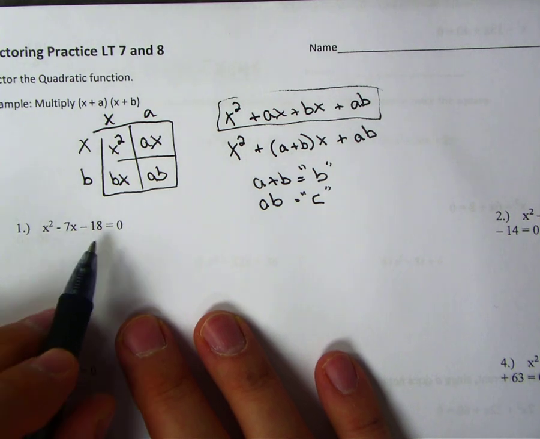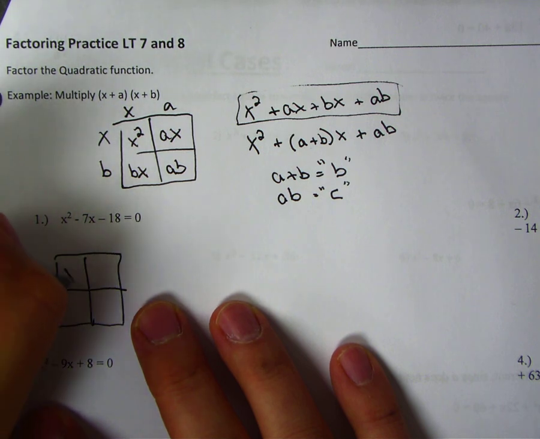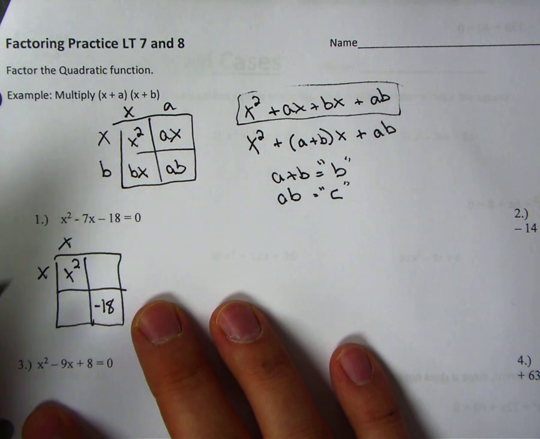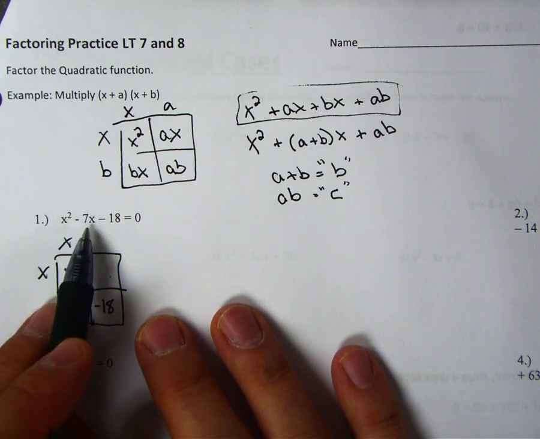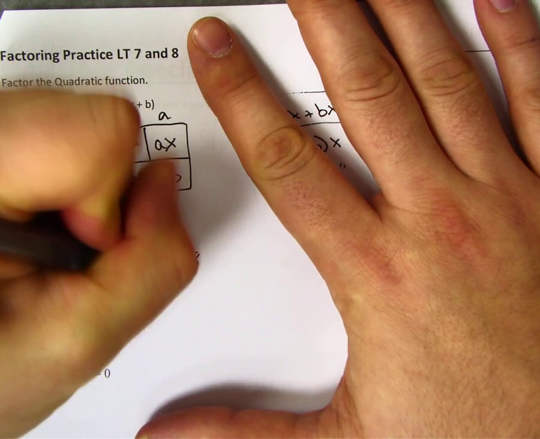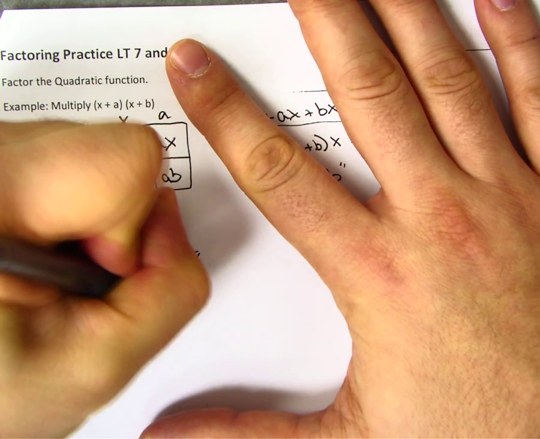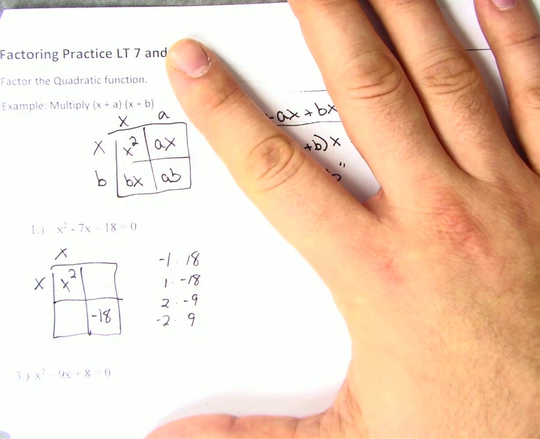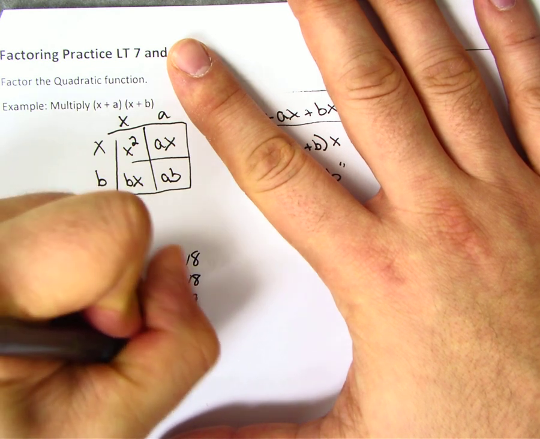X squared minus 7x minus 18 equals 0. Now you can do this with the box method, and you can put the x squared here and the minus 18 here, and you know that x's will go out here, so you're looking for what can multiply together to give you negative 18 but add together to give you negative 7. So let's write out some of these numbers. I'm going to write out negative 1 times 18. I'm going to write 1 times negative 18. Then I'm going to go to 2 times negative 9, or negative 2 times positive 9. Alright, and I could go to 3 times negative 6, or negative 3 times positive 6.